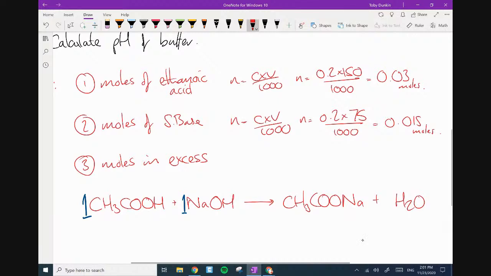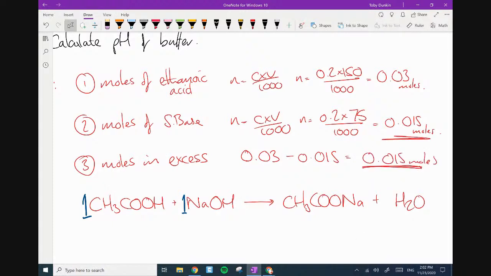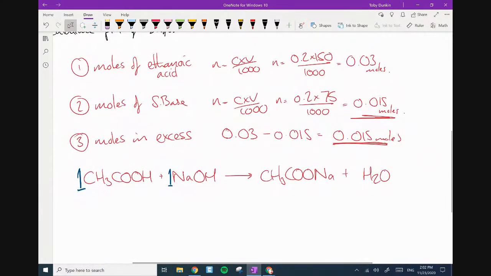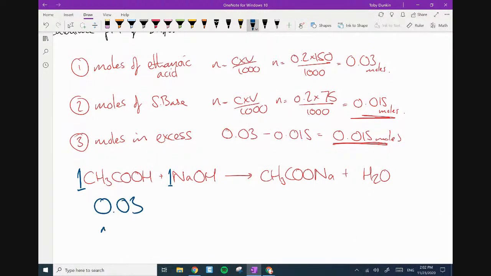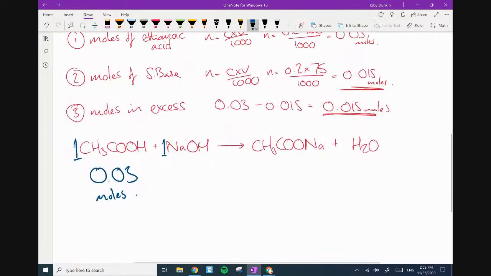So I've now got 0.03 minus 0.015. Now that's interesting. I've got the same number of moles. The leftover acid is the same as the salt moles, same as the base moles. Now, the next clear thing here, which is the really important leap of faith. So the moles we had, let's write this down as our numbers underneath this. I had 0.03 moles of this guy. And I had 0.015 moles of this guy.